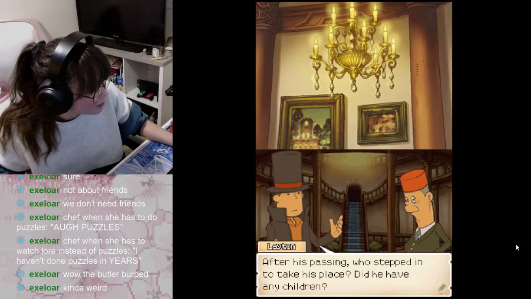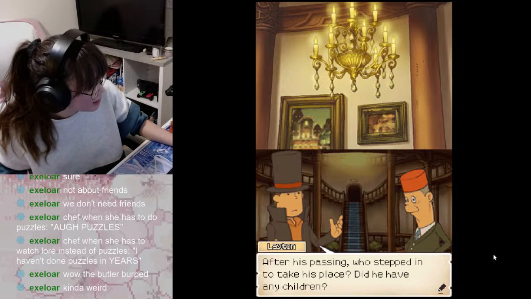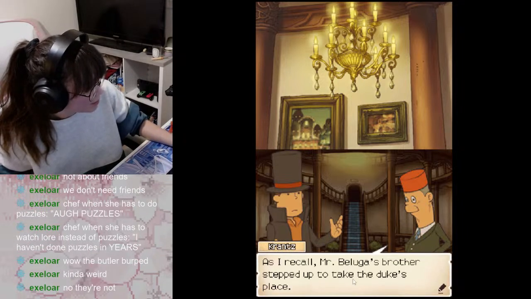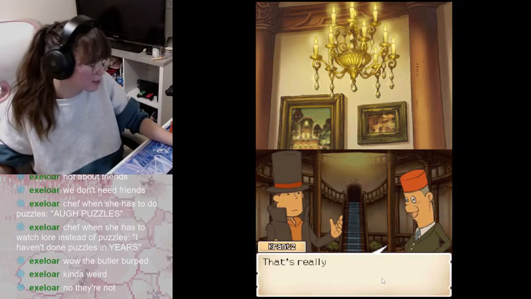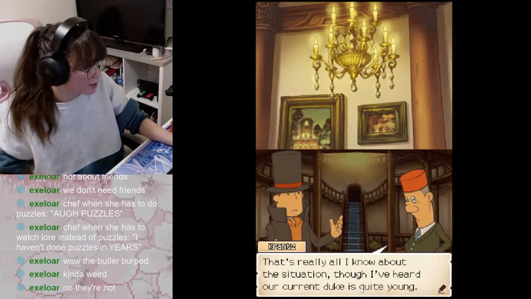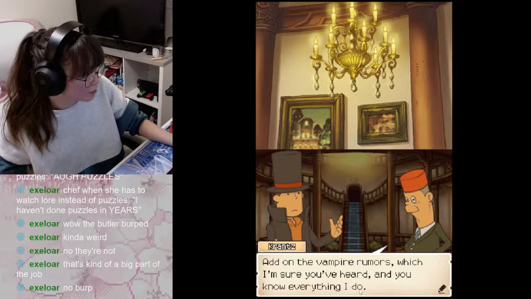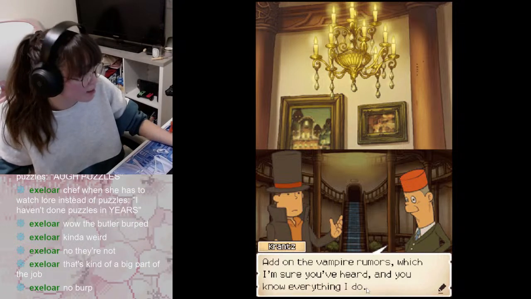After his passing, who stepped in to take his place? Did he have any children? As I recall, Mr. Beluga's brother stepped up to take the Duke's place. That's really all I know about the situation, though I've heard our current Duke is quite young. And on the vampires' rumors, which I'm sure you've heard, and you know everything I do.